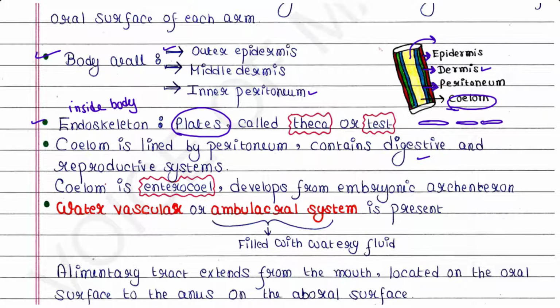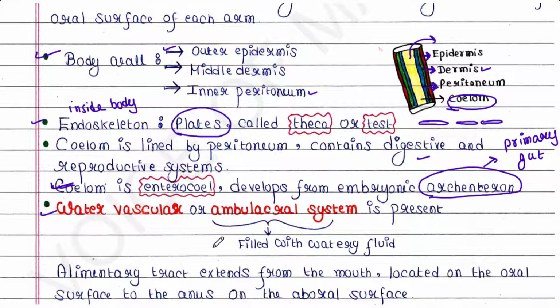Coelom is enterocele, that is developed from embryonic archenteron. So archenteron is actually primary gut. This is primary gut that forms during embryonic development. So at that time, from the primary gut, the coelom is developed. That type of coelom is called enterocele.